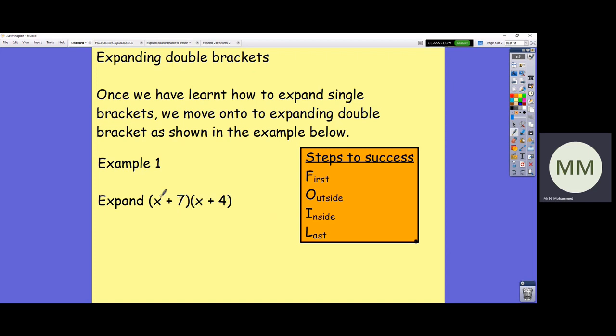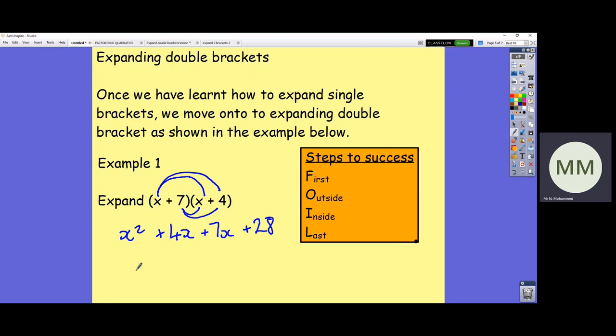So I'll start off with the x, and I do x times x is x squared. Then I go x times 4, and that is a plus 4x. Then I go to the 7 and I multiply that by x, which is a plus 7x. Then I go to the 7 and the 4 and I multiply that and I get 28. Then I should have written expand and simplify.